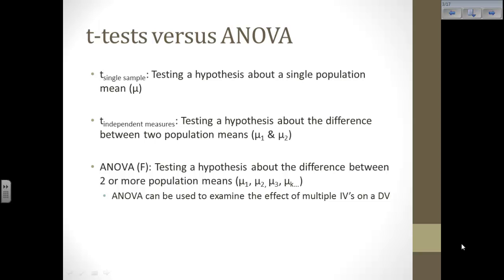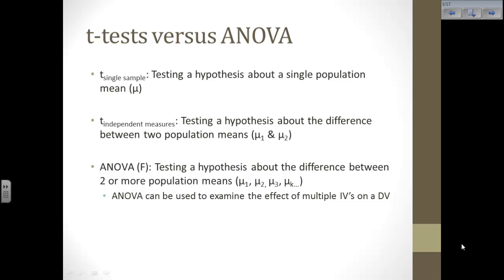So it's important to note that for our purposes, we're only going to be doing a one-way ANOVA, meaning that we only have one factor or one independent variable. So the word factor is synonymous with the term independent variable. So we just have one factor in our one-way ANOVA, and we can have as many levels as you want of that one factor.